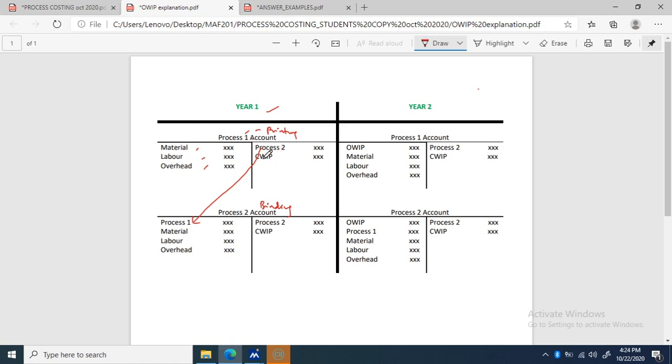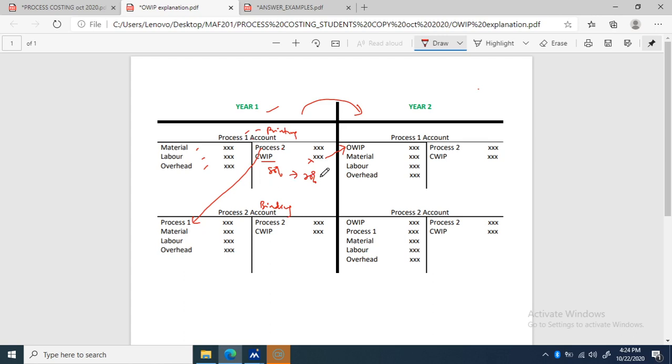And then at the end of the accounting period, there is partly completed product. That means it's CWIP that we have to further process. Maybe it's only 80% completed, so we have to further process another 20%. So when we open the accounts for the next accounting period, the closing work in progress here will become opening work in progress.